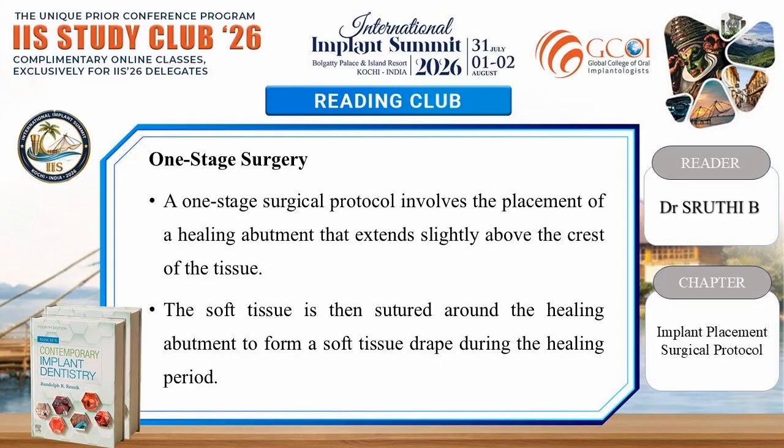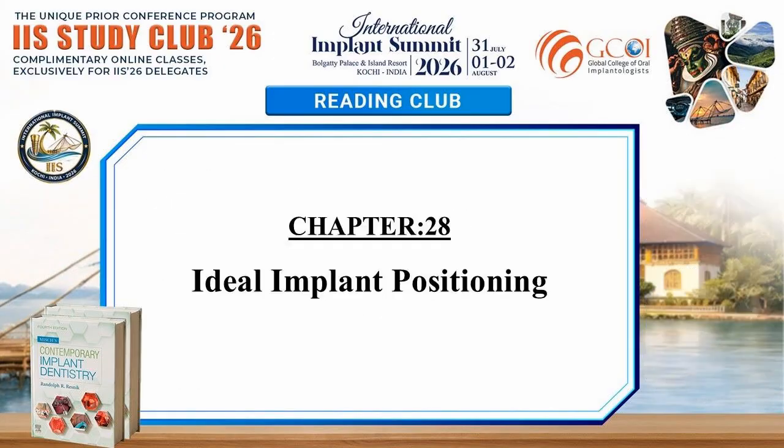1 stage surgery. A 1 stage surgical protocol involves the placement of a healing abutment that extends slightly above the crest of the tissue. The soft tissue is then sutured around the healing abutment to form a soft tissue drape during the healing period.